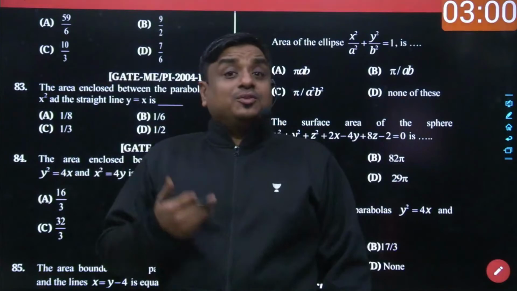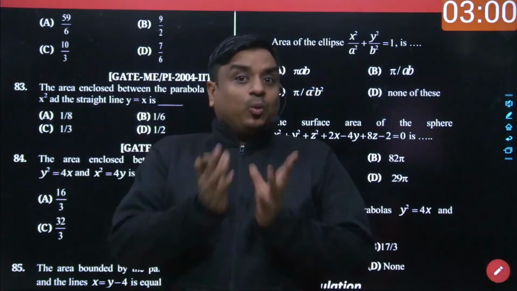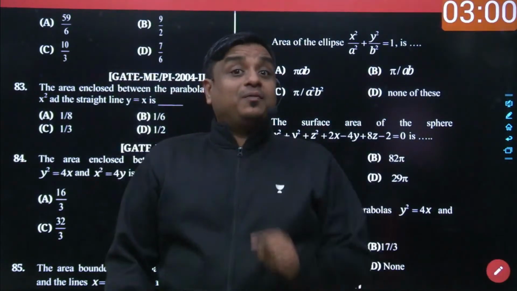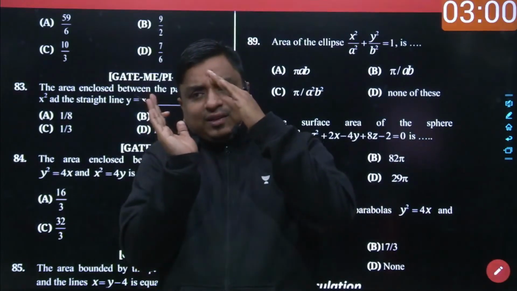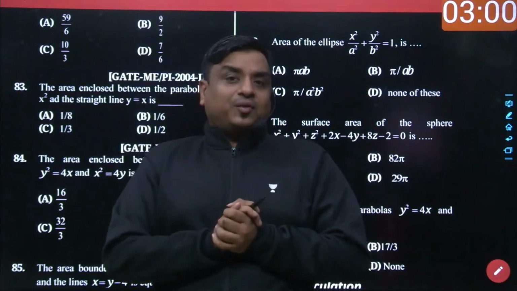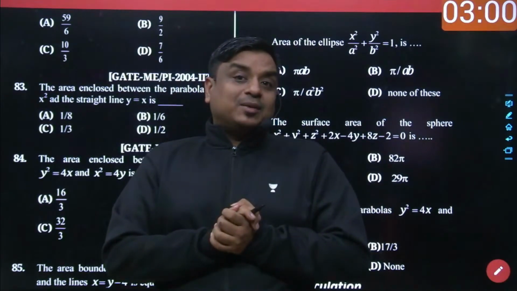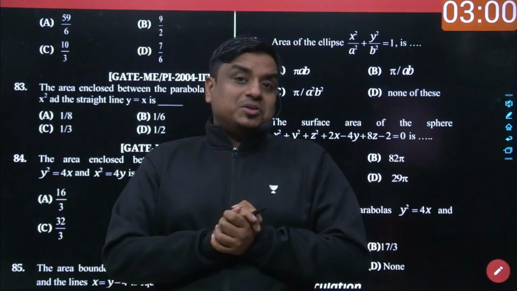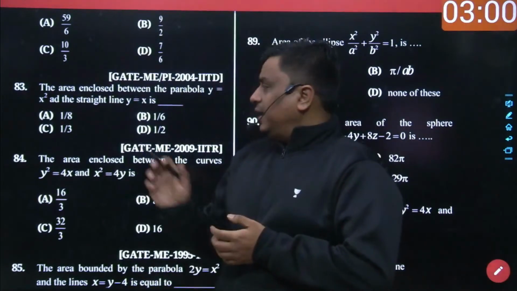Like it could be y = x, which is a straight line, and y = x², which is an upward-facing parabola, and the region where they intersect and make an enclosed region, and I need to find that area. These kinds of questions are repeatedly asked in different examinations. If you want, you can have a look at it.